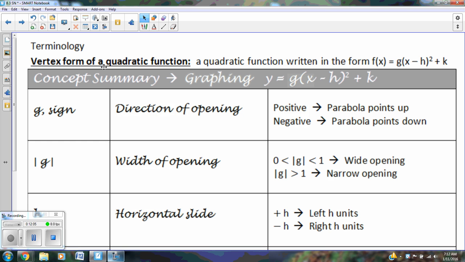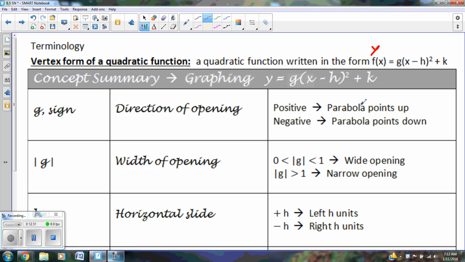So, some of our terminology. The vertex form of a quadratic function is a function written in the form f of x equals g, that's our coefficient, times the amount x minus h squared plus k. Okay, this f of x, remember, you can always replace with a y. Y equals this amount.